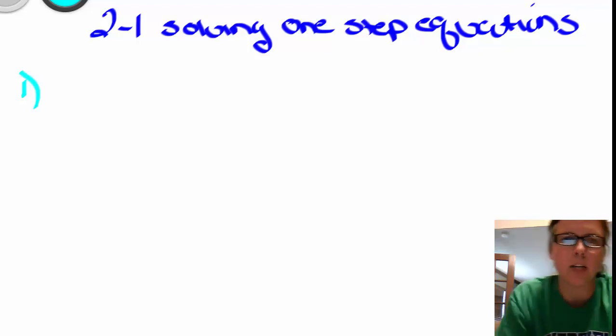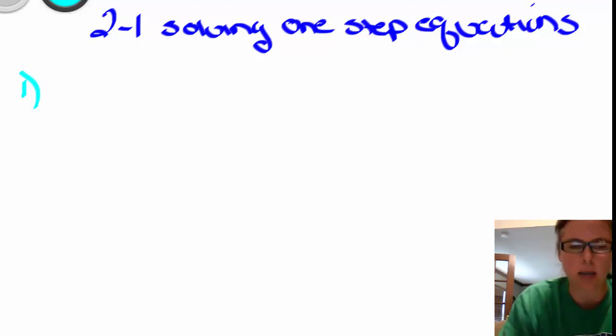Okay, today we're going to do 2-1, and I finally got the webcam to work. 2-1 solving one-step equations. With these, we're going to try to go pretty slow and just do lots of examples. So write them down so you can look back at them.